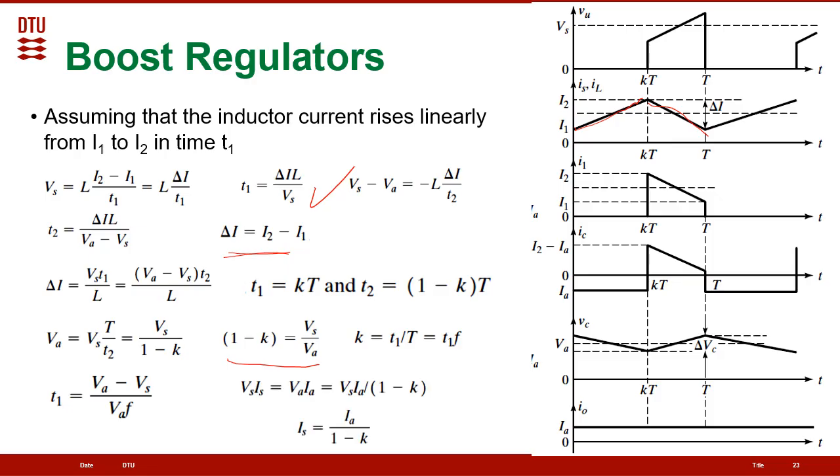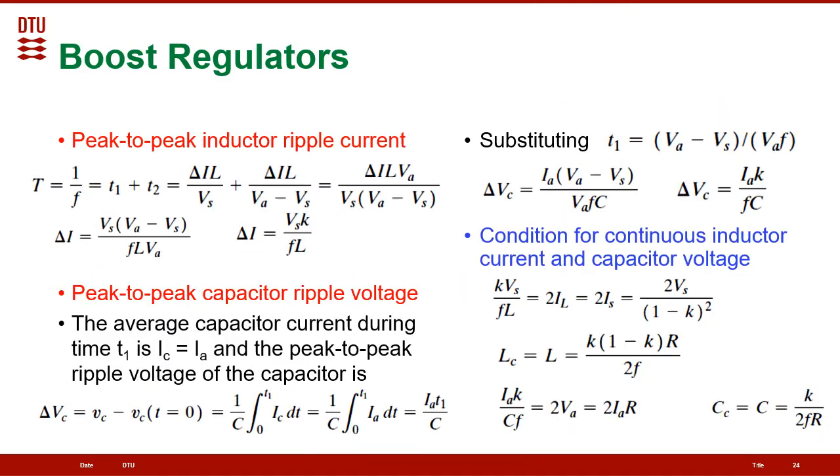Now, again, we can also derive the equation for the relation between the source current and the output current. Now we turn our attention to find the ripple in the current, as we have done with the buck converter. So the total switching time will equal T1 plus T2. Then we can substitute the expression for T1, and here the expression of T2. Then we do some simplification.